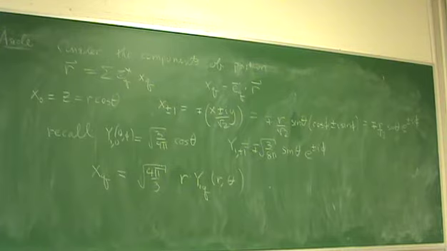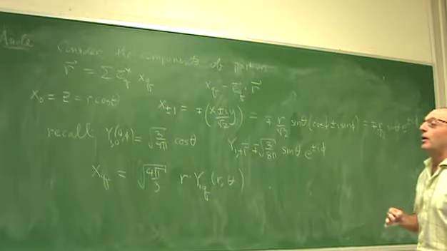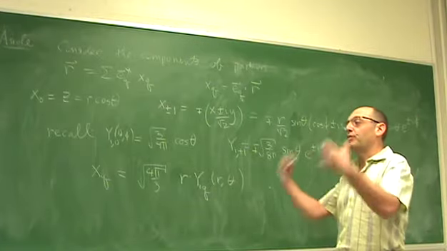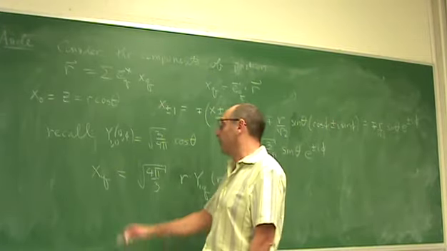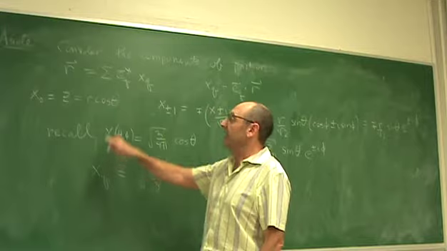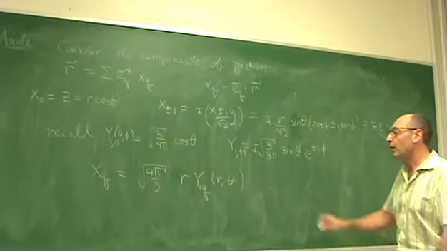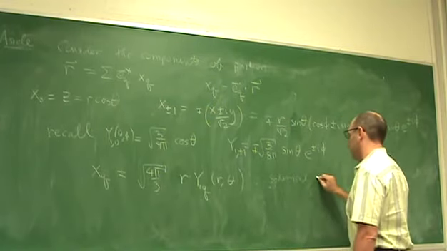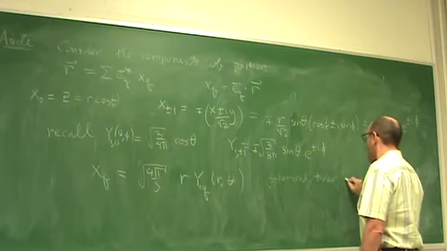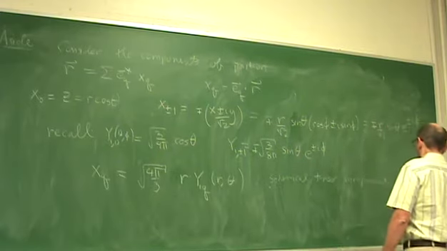So what we see here is that the three components of this rank 1 vector could be expressible in terms of x, y, and z, or expressible in terms of the x_0, x plus, and x minus. These components are known as the spherical tensor components of position.